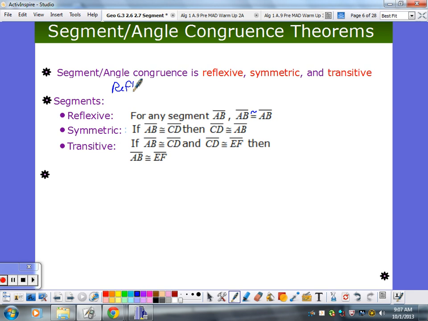Reflexive for equality, that's A equals A. And what is it for congruence? A segment is congruent to another segment. What's the difference between equals and congruence? What's the difference?